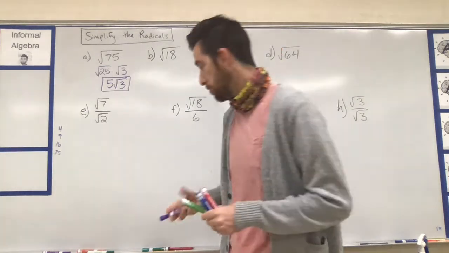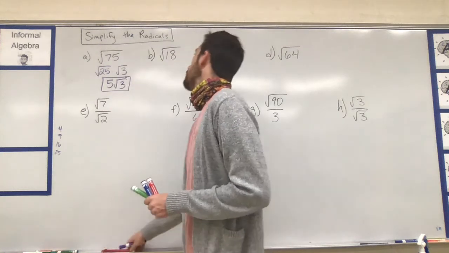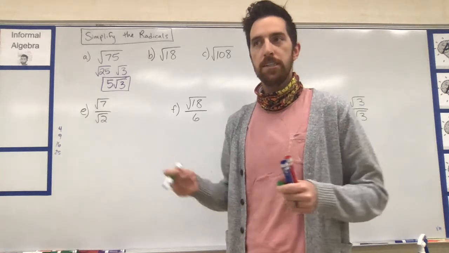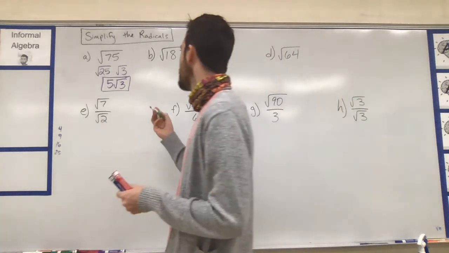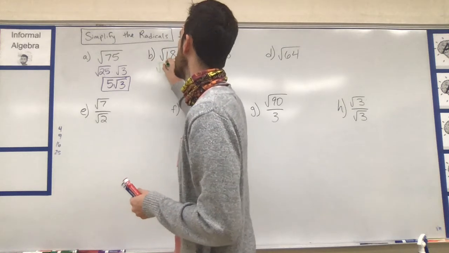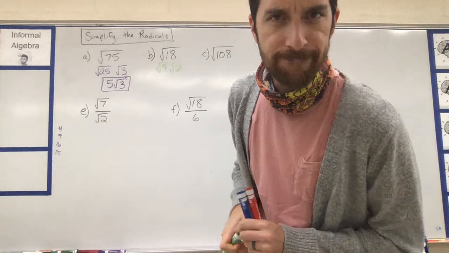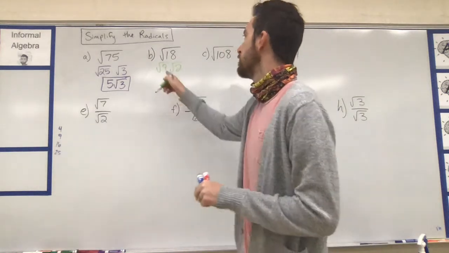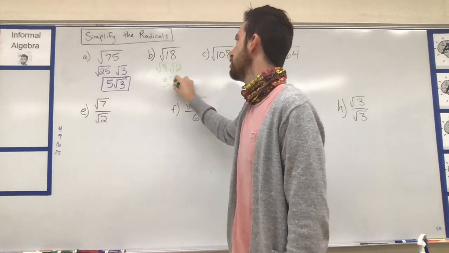Okay, not too bad, Mr. Plate. Okay, all right. So we look at 18, and you're like, well, which perfect square goes into 18? 4 doesn't go in there, but 9 does. It's 9 times 2. That's pretty light. Yeah, that might be a problem. I won't use that green anymore. Square root of 9 is 3, so we have 3 root 2.